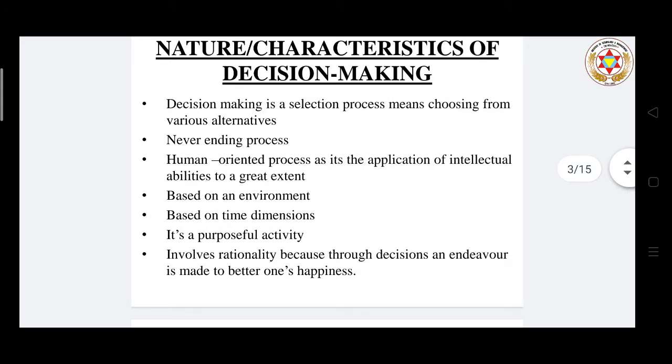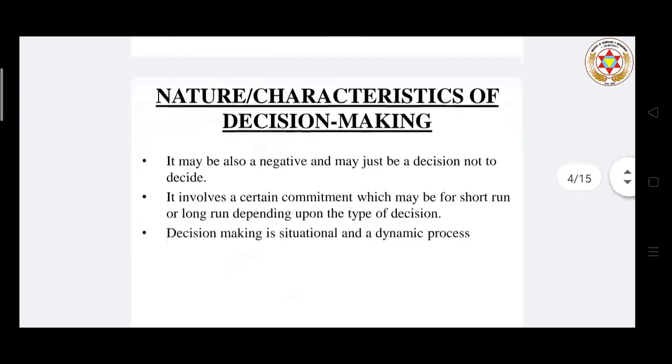It also has a time dimension; it is time bound. It is a purposeful activity. Obviously, you know what is required, what your resources are, what your constraints are, and accordingly you evaluate the alternatives available and select the one. And it involves rationality, because through decisions an endeavor is made to better one's happiness. Endeavor means an attempt to achieve the goal.